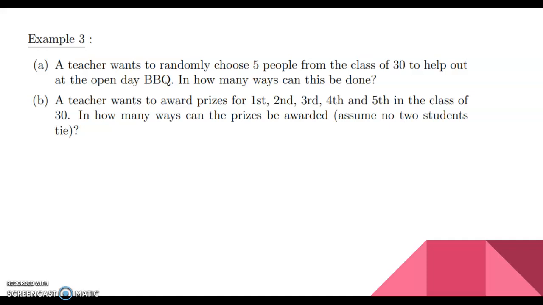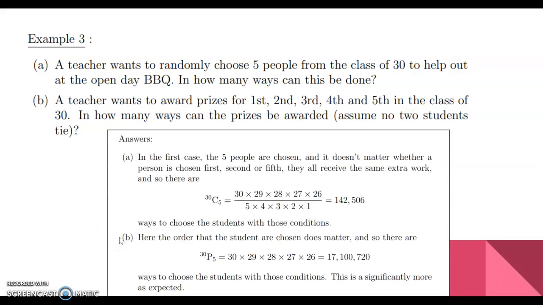In a class of 30, how many ways can the prizes be awarded? Assume no students can tie. In this situation, we can see that the order does in fact matter.